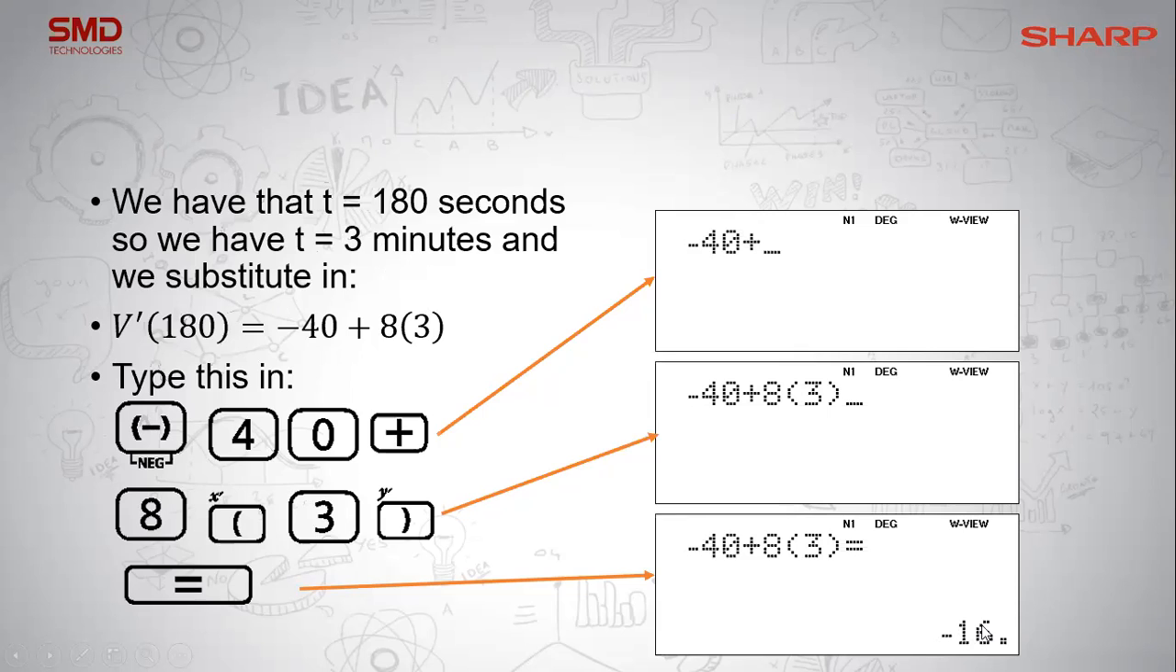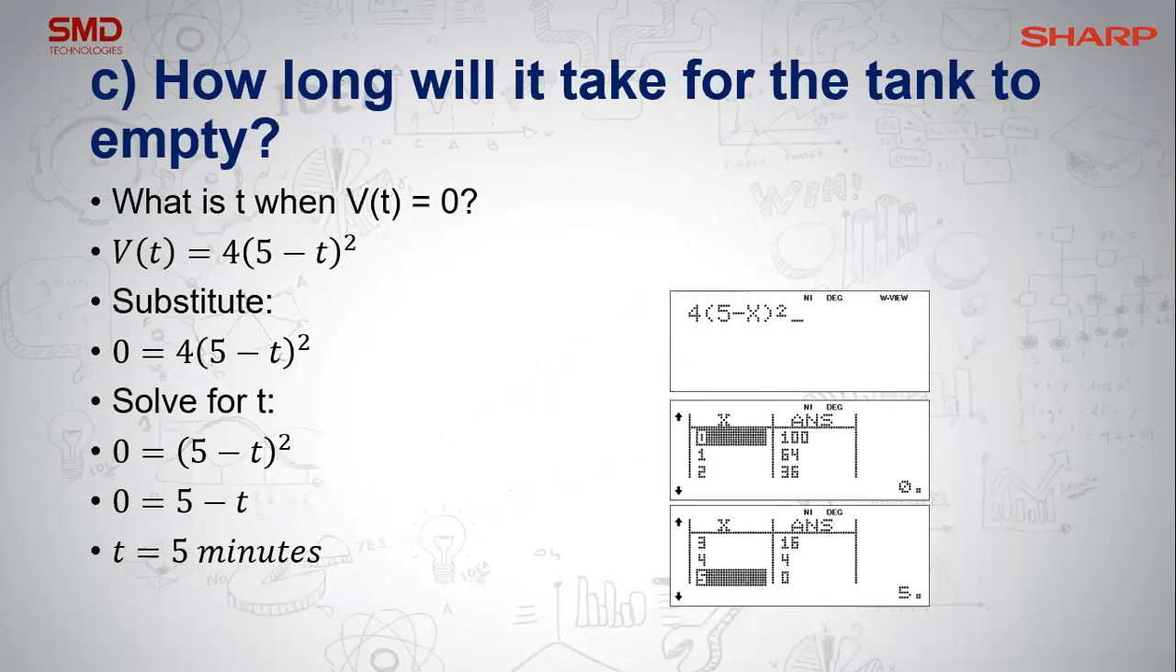And we can see it's negative 16, which means that it is exiting the tank, or the tank is losing water. If it was plus 16, we'd know that the tank is gaining water. So it would be coming in from another end also.